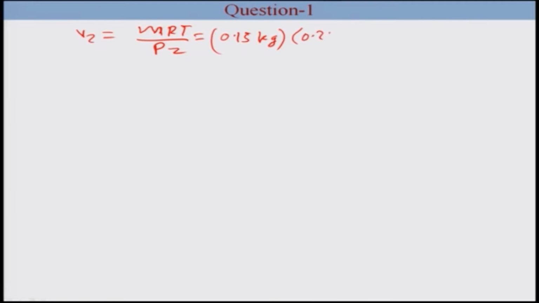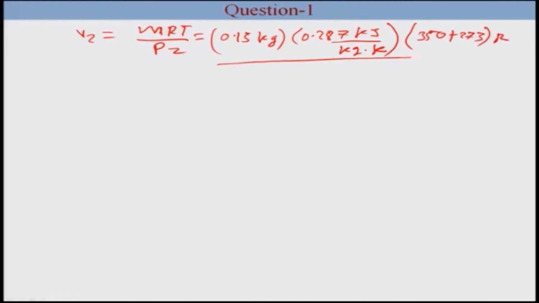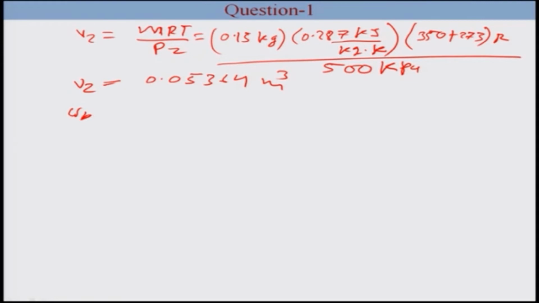The gas constant is 0.287 kilojoule per kg Kelvin, and the temperature is 350 plus 273. And the final pressure is 500 kilopascal. So this gives us V2 equal to 0.05364 meter cube.